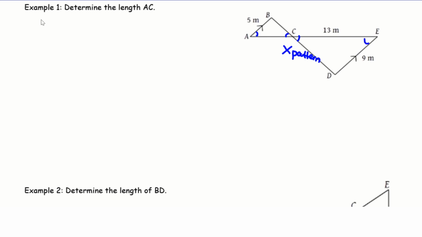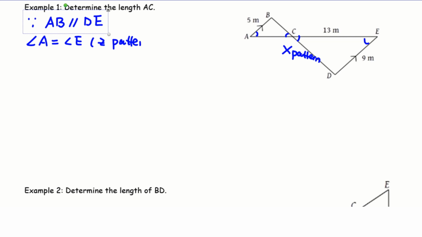So we are going to write, because line AB is parallel with line DE. So these arrows represent that these two triangle lines are parallel. Then the corresponding Z pattern, angle A equals angle E. Then we write the reason is Z pattern.